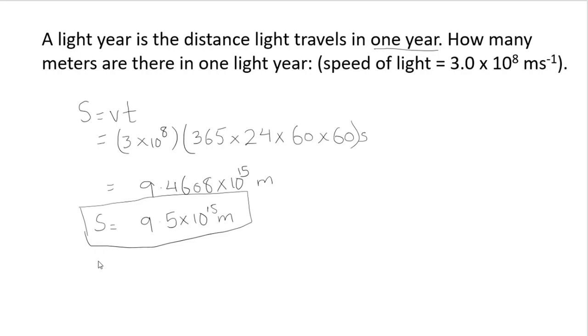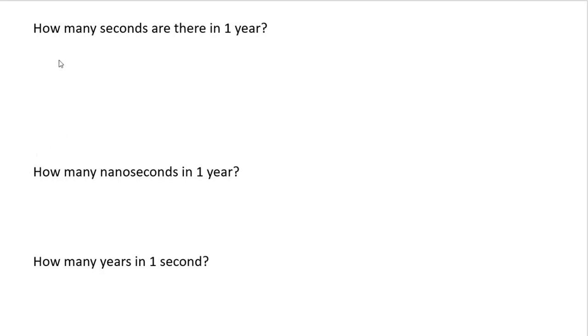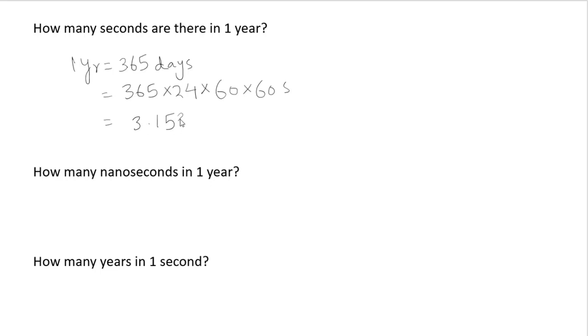Similarly, if we are given another problem, like how many seconds are there in 1 year? As we already did, 1 year equals 365 days, and in 1 day there are 24 hours, in 1 hour there are 60 minutes, and in 1 minute there are 60 seconds. So if I multiply all these numbers, then I get 3.1536 × 10⁷ seconds.